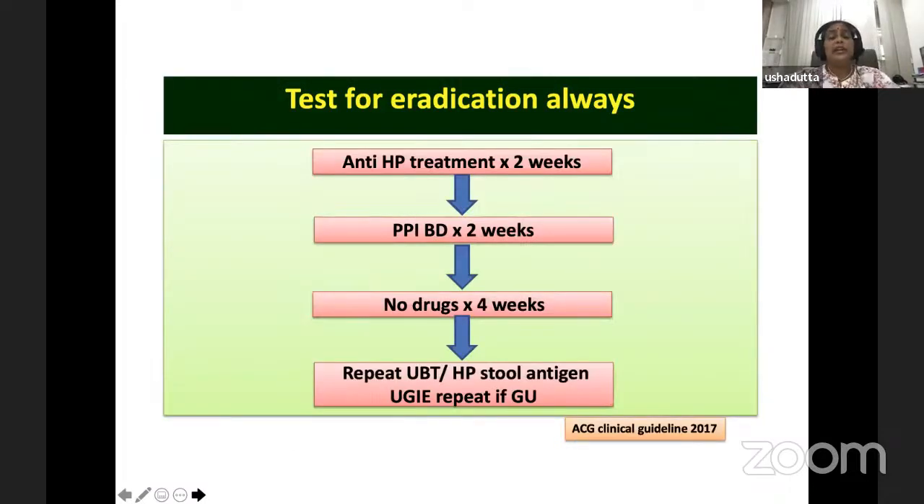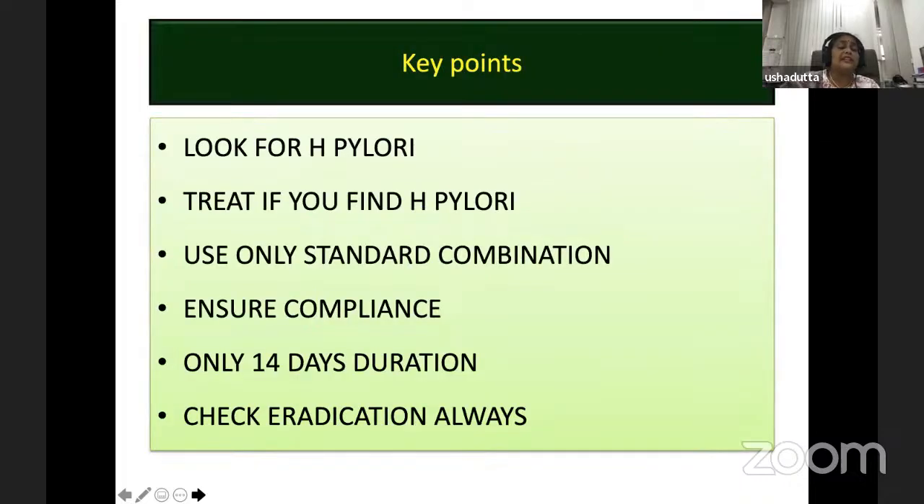So how do you test for eradication? Very, very important that all patients who are treated should be tested for eradication. You give treatment for 2 weeks, give PPI for another 2 weeks, no medications for 4 weeks, and then you test. You can test by urea breath test, you can test by H. pylori antigen, and you can test by upper GI endoscopy if there is a gastric ulcer.